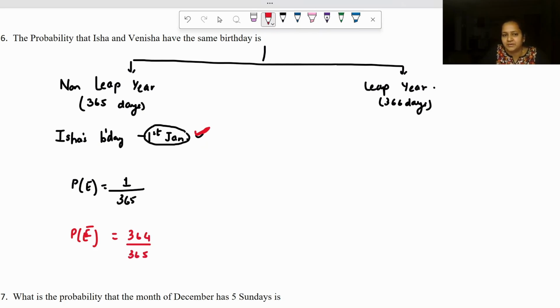Now, for a leap year, it's going to be the same. We'll say probability of the event will be 1 out of 366 days, and probability of not event would be 365 upon 366 days. I hope you all have understood this.